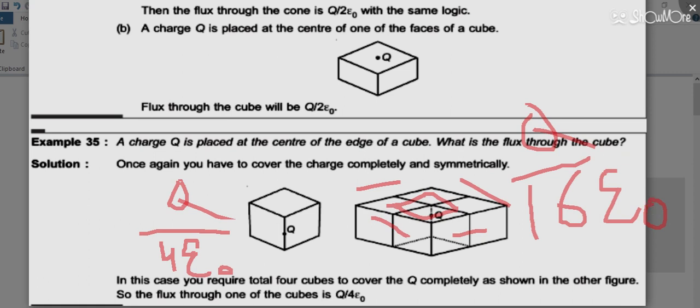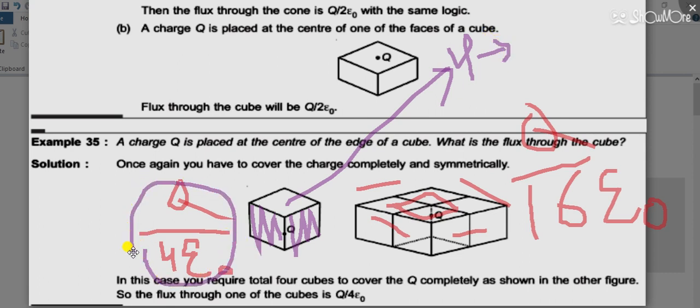You can understand it by using the concept here. Electric flux is not coming from this surface, not coming from this surface. That means electric flux is just coming from 4 surfaces. So electric flux is divided into 4 surfaces, and to divide equal electric flux from one surface, the whole cube is q by 4 epsilon naught for this cube.